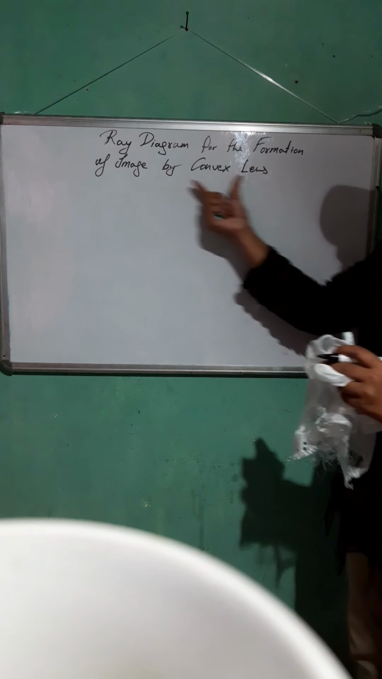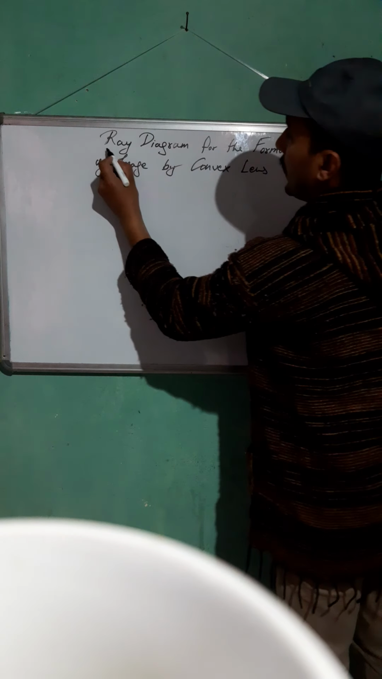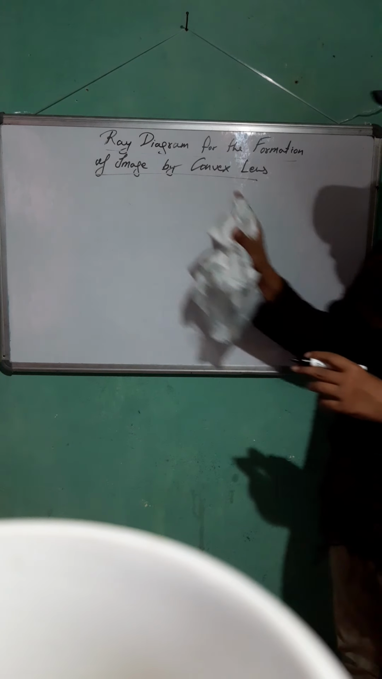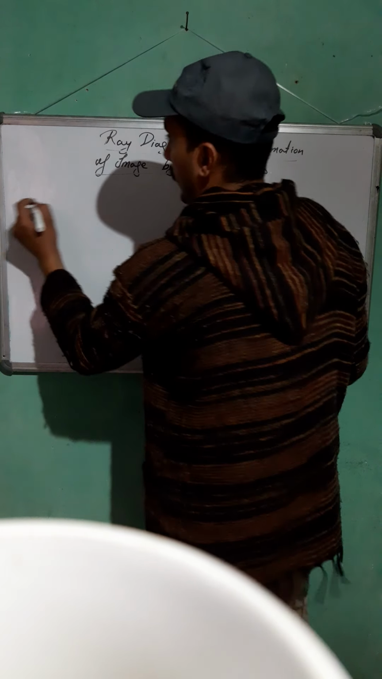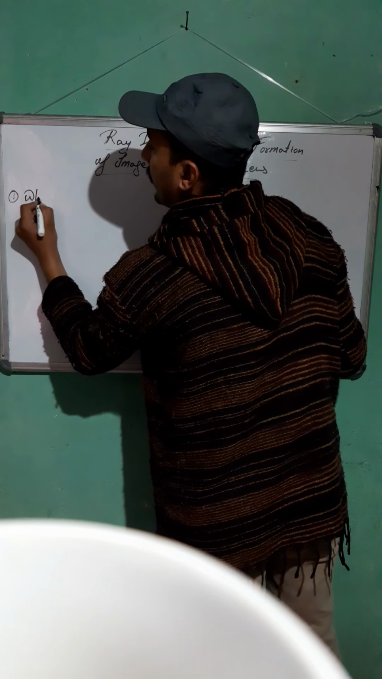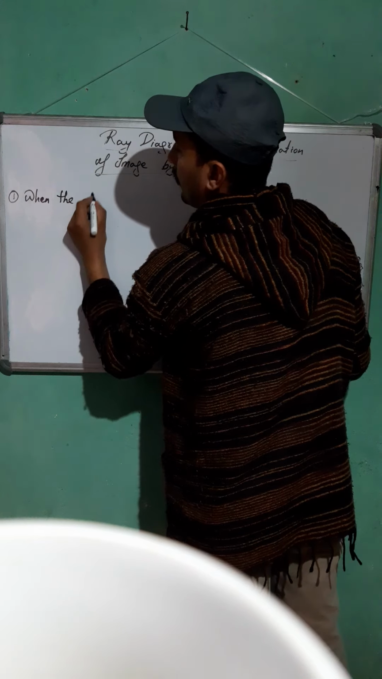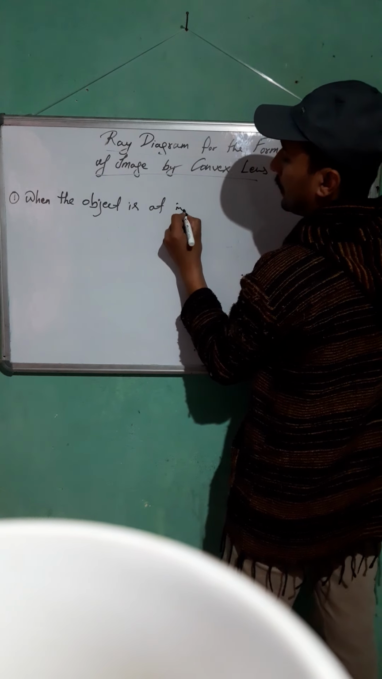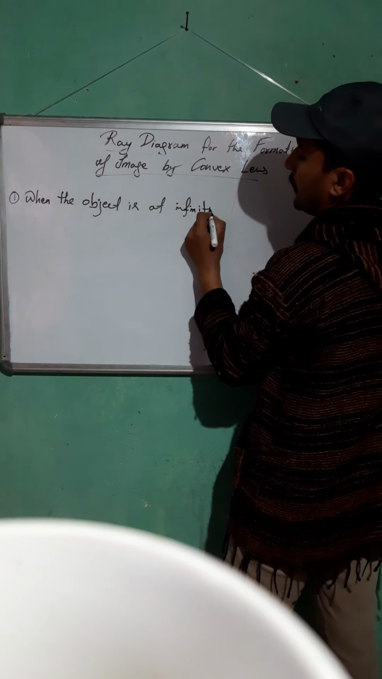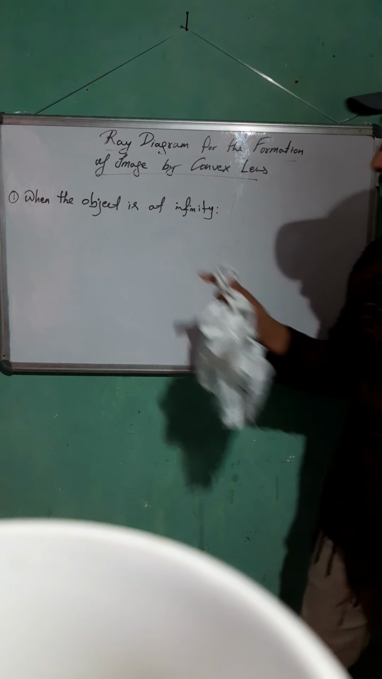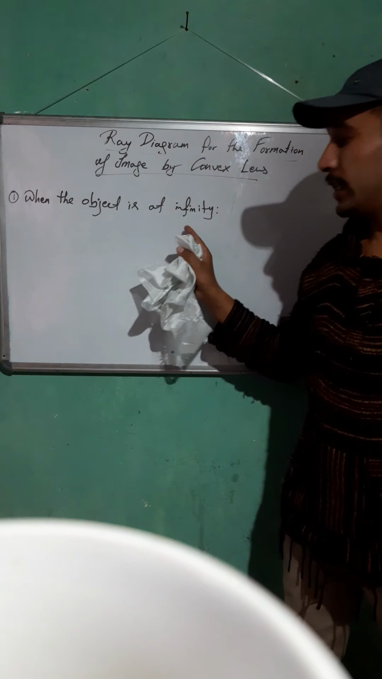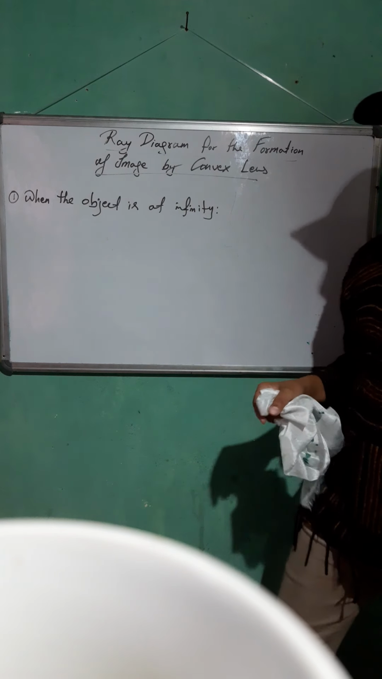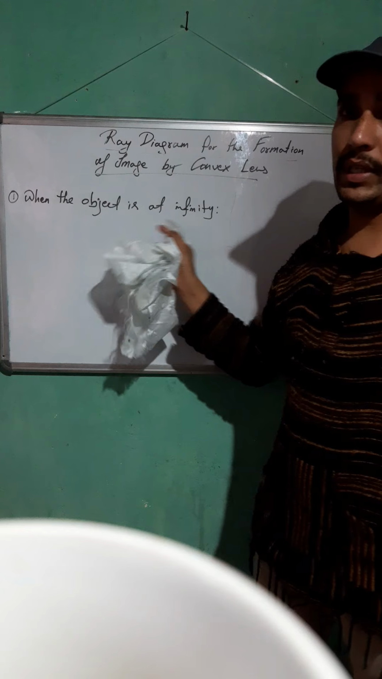Okay, so first you have a ray diagram for the formation of image by a convex lens. For this you have 6 different cases. Case number 1, when the object is at infinity. Infinity means an extremely far distance. Where will the image be formed?